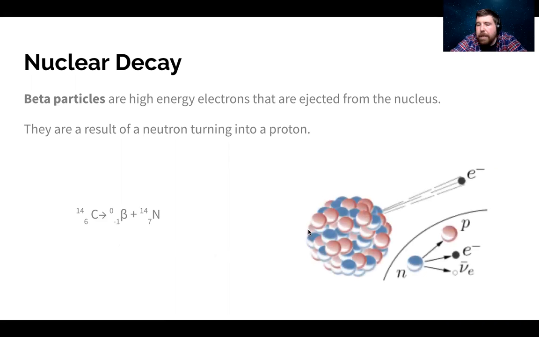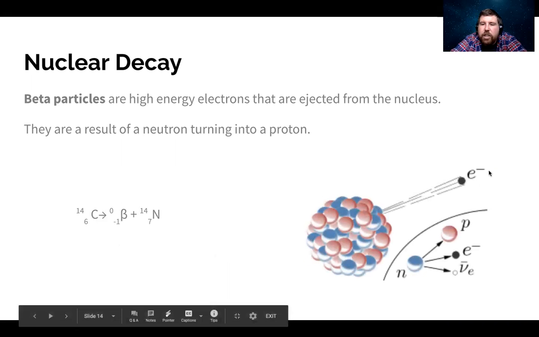Once again, the beta decay quite literally is the ejection of an electron from the nucleus. On the inside of the atom, what's happening is the neutron is turning into a proton and ejecting the electron with a high amount of energy. That little v here is velocity, so there's a lot of electron velocity.